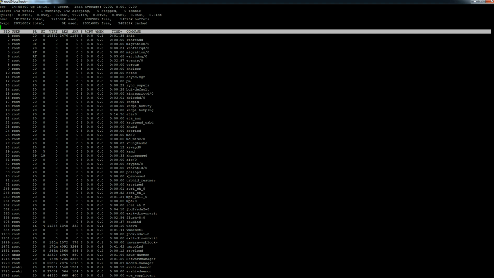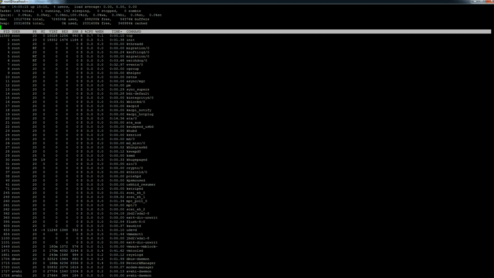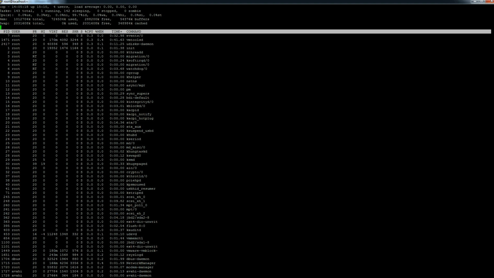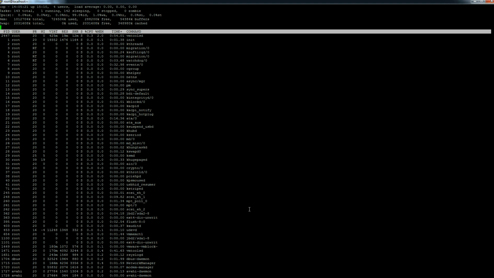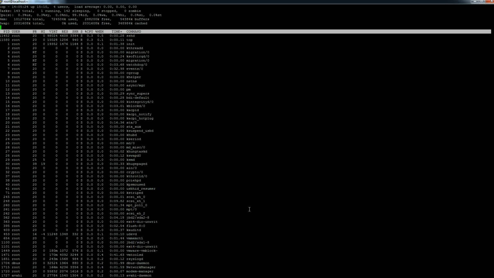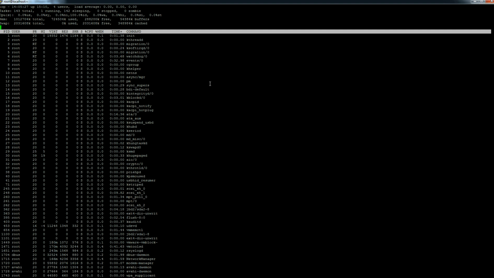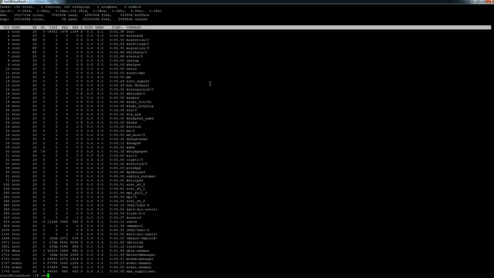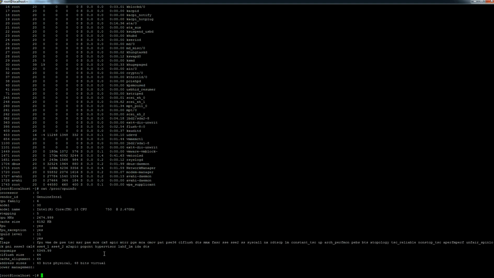So the rule of thumb for the load average is that the number should never be higher than the number of CPU cores on your system. So if you have 6 cores, then having this as a 6 would be fine. If you don't know the number of cores, you could always do cat /proc/cpuinfo, and that will tell you the number of cores.